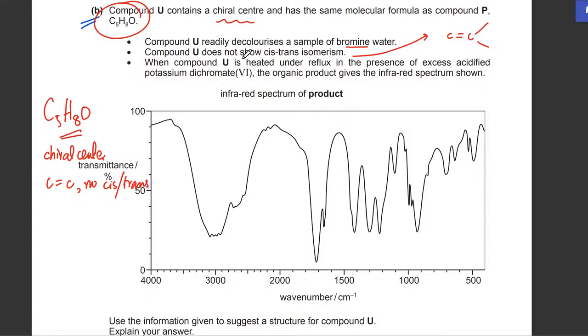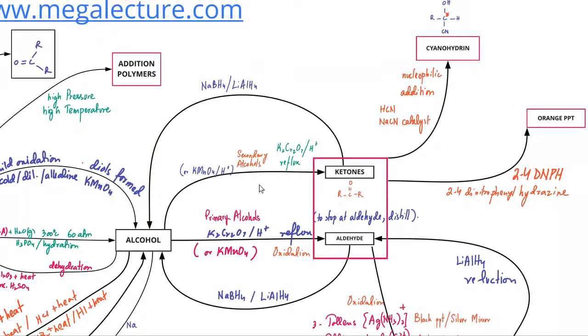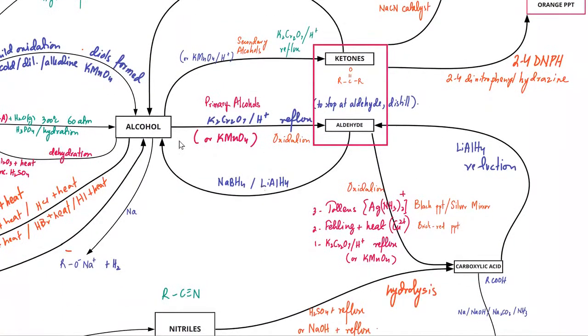Yes, sir. Achha, when it is heated under reflux in the presence of dichromate(VI), the organic product gives the infrared spectrum shown. अच्छा, एक तो K2Cr2O7 के साथ. So that means it must be an alcohol or an aldehyde. क्योंकि वो react करते हैं ना, K2Cr2O7 reflux, the alcohol gets oxidized to an aldehyde, or maybe the aldehyde gets turned into a carboxylic acid. So इसका मतलब it's either an aldehyde or it's a carboxylic acid.